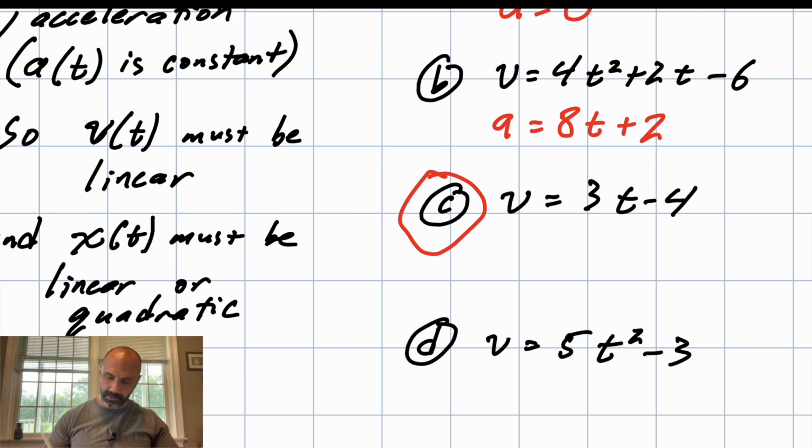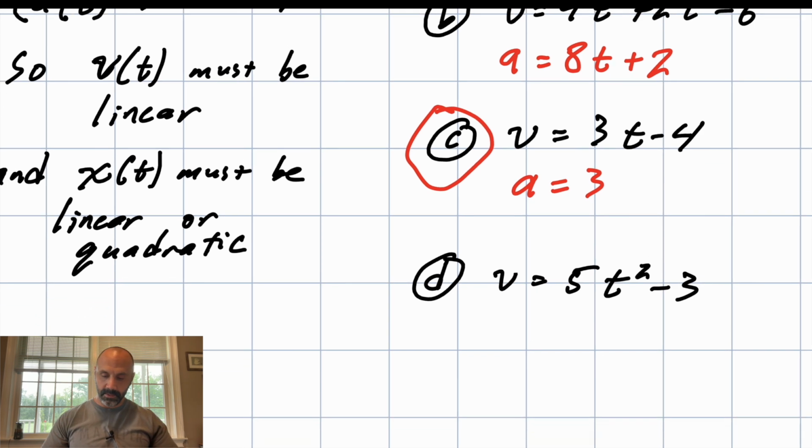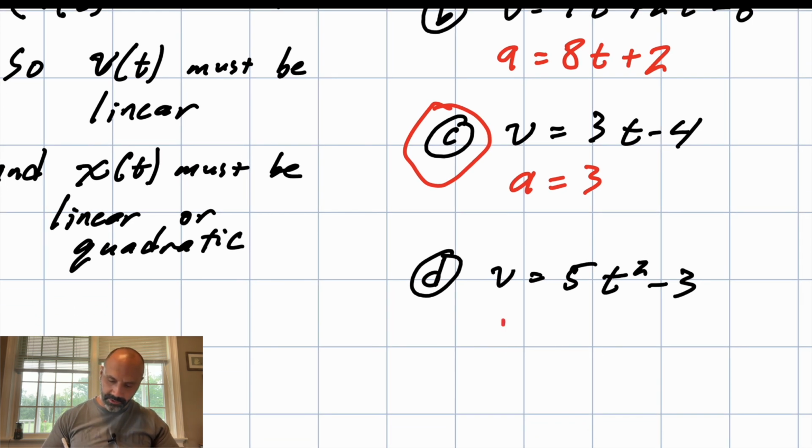Here, v equals 3t minus 4. The derivative of this, a, would be 3. Acceleration is 3. Constant acceleration, so this works. For D, the acceleration function would be 10t. As t changes, the acceleration would change also. So this is not a VIF-TAD equation, it does not apply to this function. And you need calculus to evaluate this type of motion.